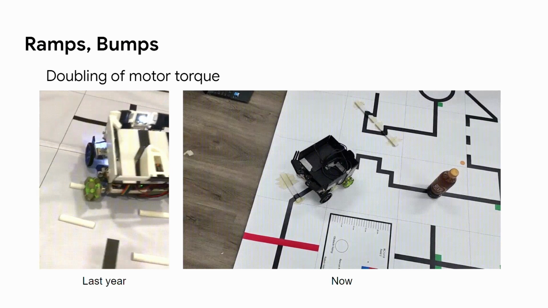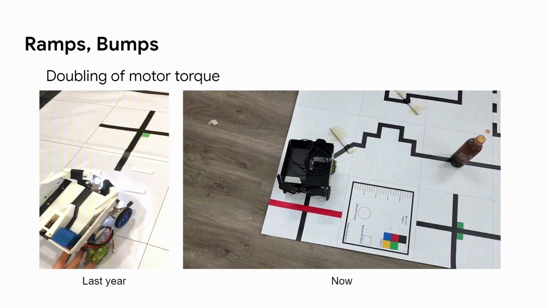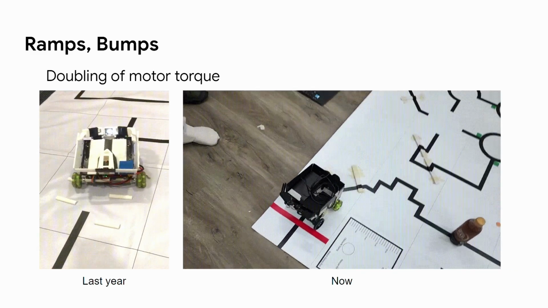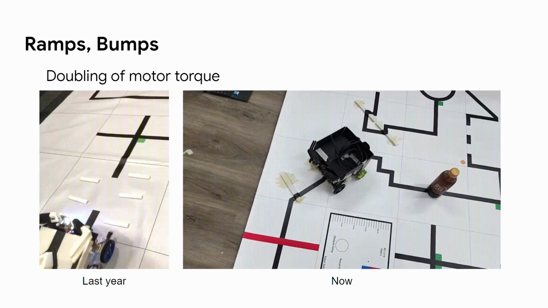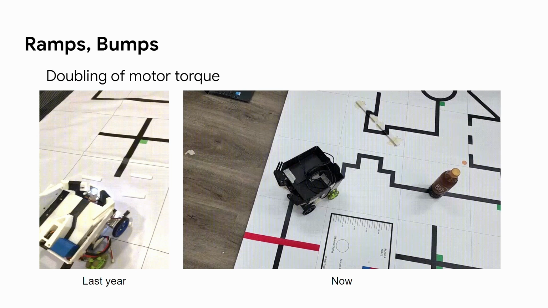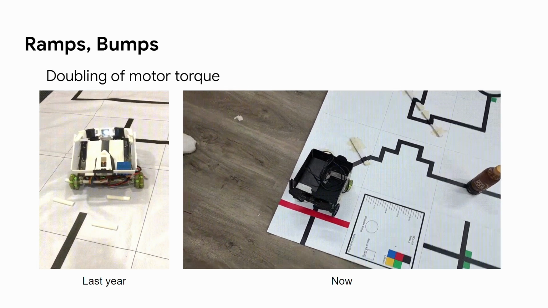So for our ramps and bumps, last year our robot could not pass through the challenge, so this year we doubled all 4 motors' torque, so it can even climb up to a 40 degree ramp. We also use omni wheels as our back wheel to ensure that the center of rotation is located between the two front wheels.